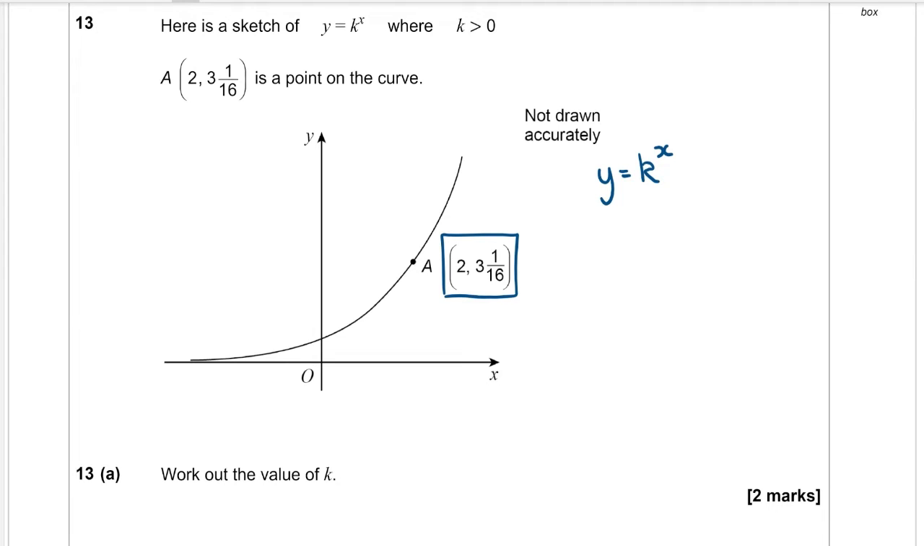So I'm going to rewrite that as (3 times 16 plus 1), which is 49. So 49 over 16. Make it an improper fraction. And that's equal to k squared, because the x value is 2. So k is therefore equal to the square root of 49 over 16. And if I square root a fraction, I can square root the top, which is 7, and square root the bottom, which is 4.